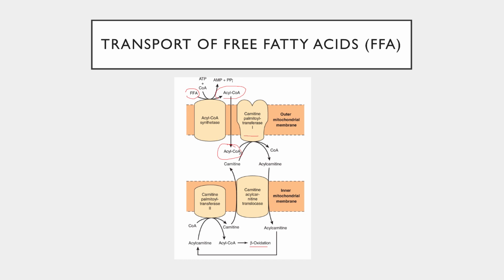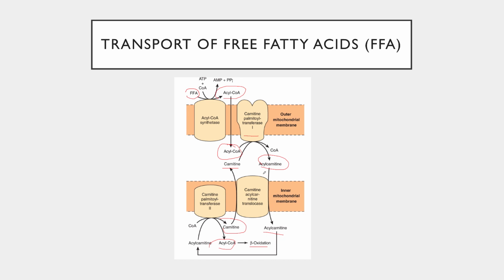From here, the fatty acyl group will be transferred onto carnitine to generate an acylcarnitine. And this acylcarnitine can then be transported into the mitochondria as an acylcarnitine. The carnitine can be recycled back into the intermembrane space, and our fatty acyl-CoA can undergo the process of beta oxidation.